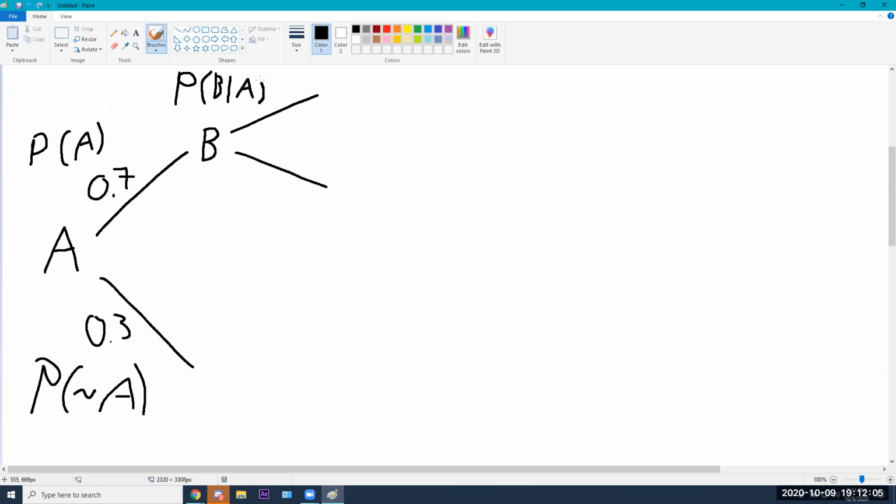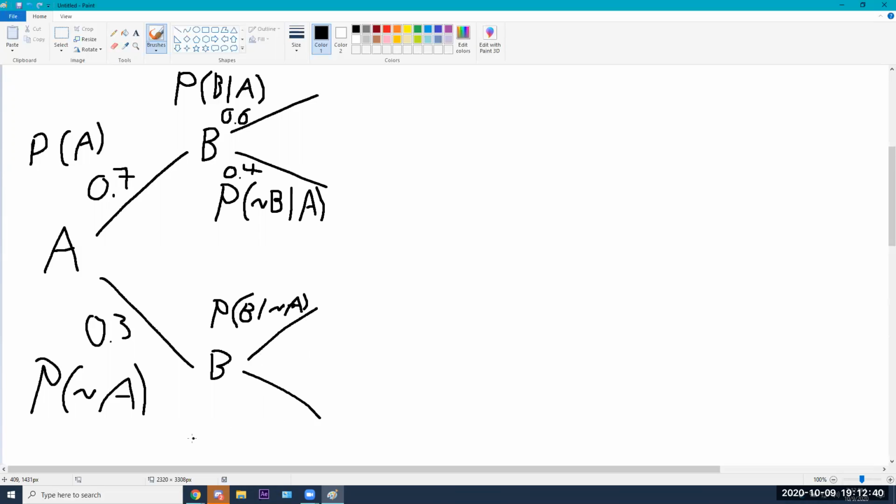So we know this to be the probability of B given A, and we can write this as 0.6 or something. And then here, we have the opposite, the probability of not B given A, and again, that's just 1 minus the other, so 0.4. And we can define the same things here. So for the other branch, we have the probability of B given not A.